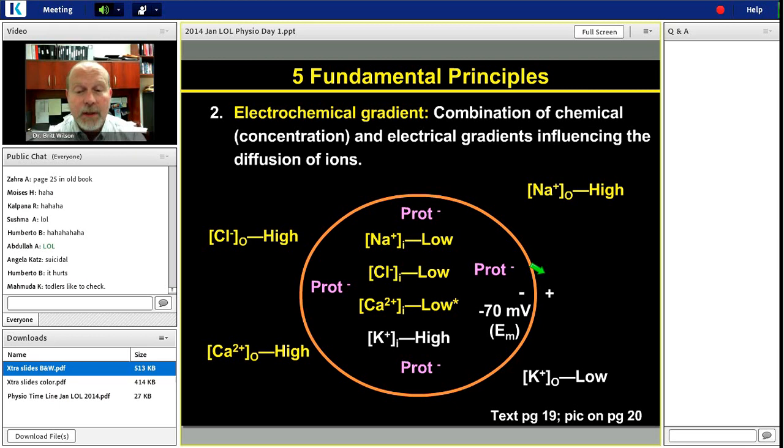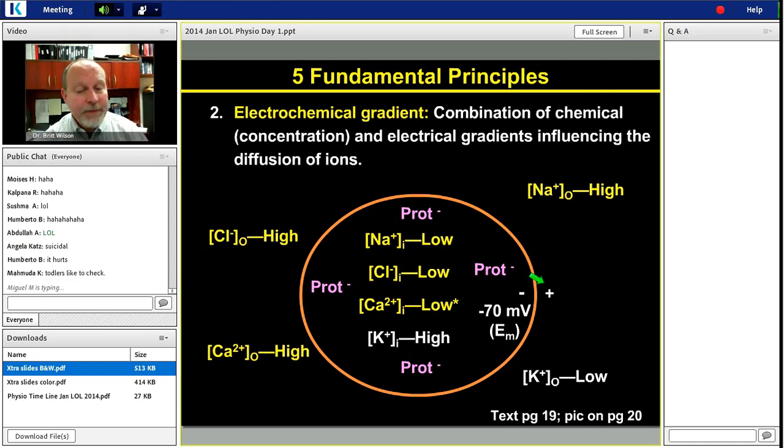Electrochemical combines the chemical gradient, concentration, and electrical gradient. Ions are going to move based upon chemical gradients, concentration gradients, and electrical attraction or repulsion. Now, all we have to remember for that is like charges repel, opposites attract. That's all you have to remember. Like charges repel, opposites attract. So let's look at this.